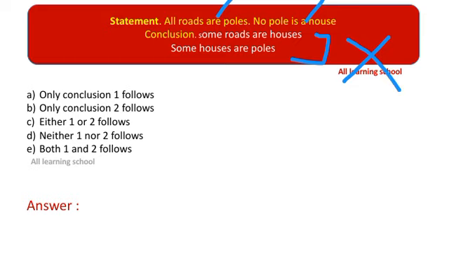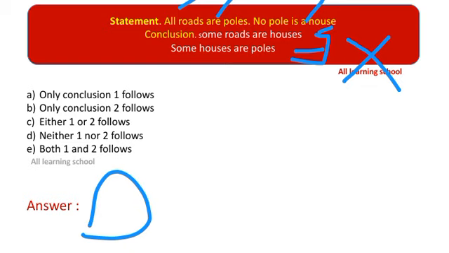And the exceptional case, I told you, like in the first statement, all roads are poles. Here the possible answer could be some poles are roads, but such a conclusion is not present, so both of the conclusions will not be followed. Delta will be the correct option, neither one nor two. We don't need to merge them, give them income or expense. We just solve them by looking at these statements.